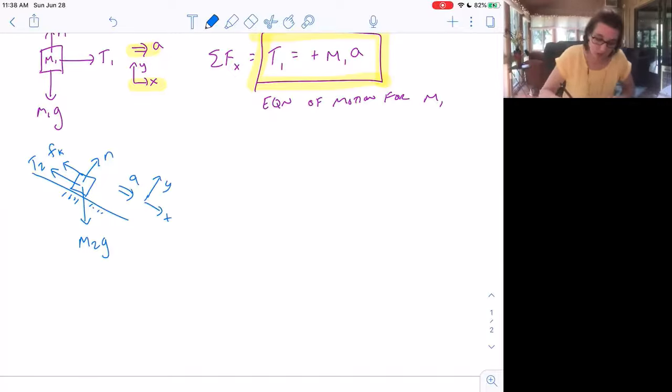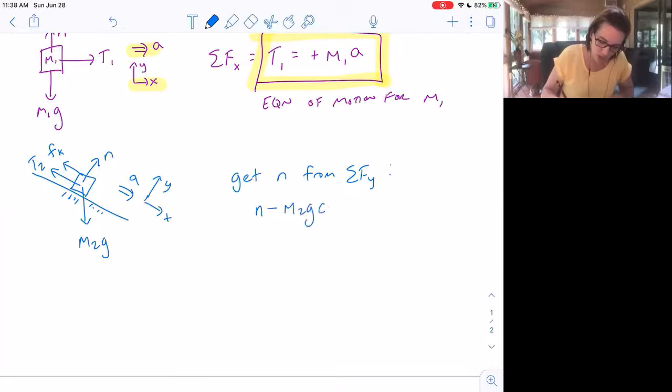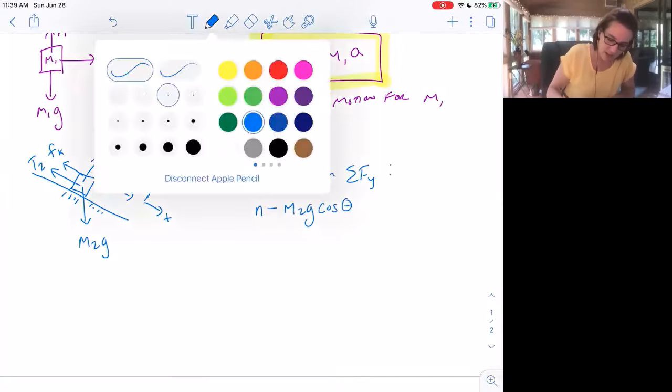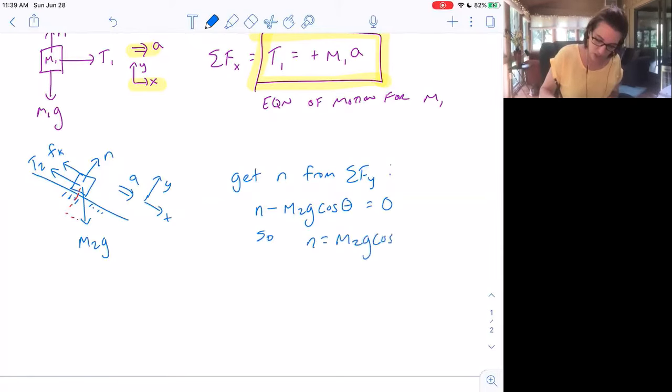Because I have friction, I do have to get the normal force from my sum of forces in y. So this is just a quick recap. Hopefully it's very familiar. From the sum of forces in y, I see that I have n minus m2g cosine theta. That again, as a reminder, comes from the components of a ramp. I'd refer you back to that material if that was not a straightforward step at this point. N minus m2g cosine theta equals 0 because it's not accelerating in the y direction. So n equals m2g cosine theta.